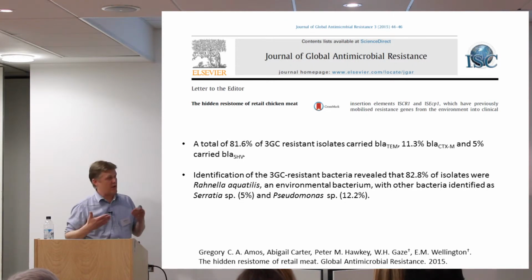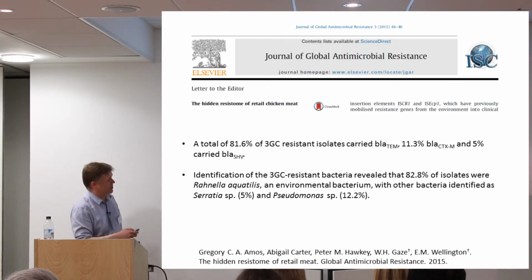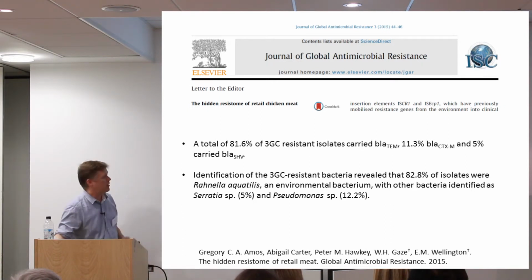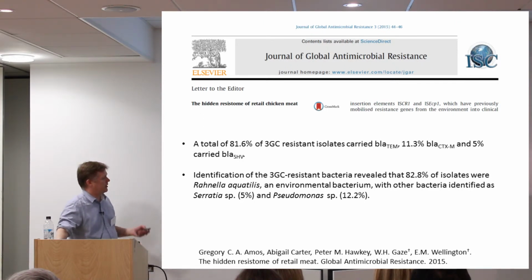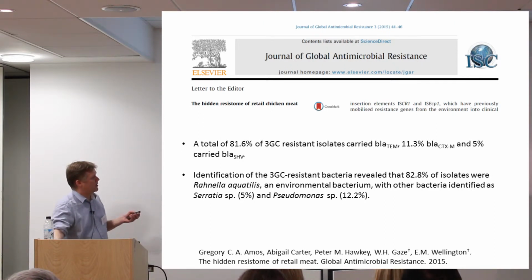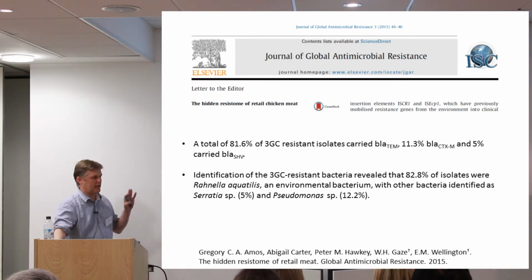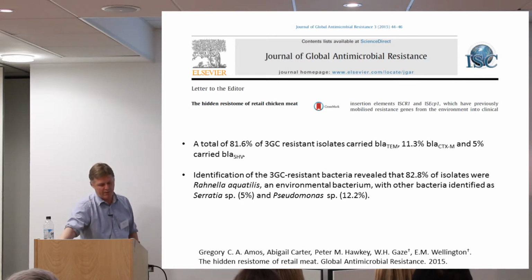And just to show that you don't actually have to look very hard for resistance in the food chain, this is a letter from an honours project student in Liz Wellington's lab when I was working in Warwick. So we just took a few chickens, swabbed them, isolated on third generation cephalosporin. Of course, they were covered in third generation cephalosporin resistant bacteria, and a percentage of those were carrying CTX-Ms, but they were in this Rahnella aquatilis, which is a more environmental Enterobacteriaceae species.